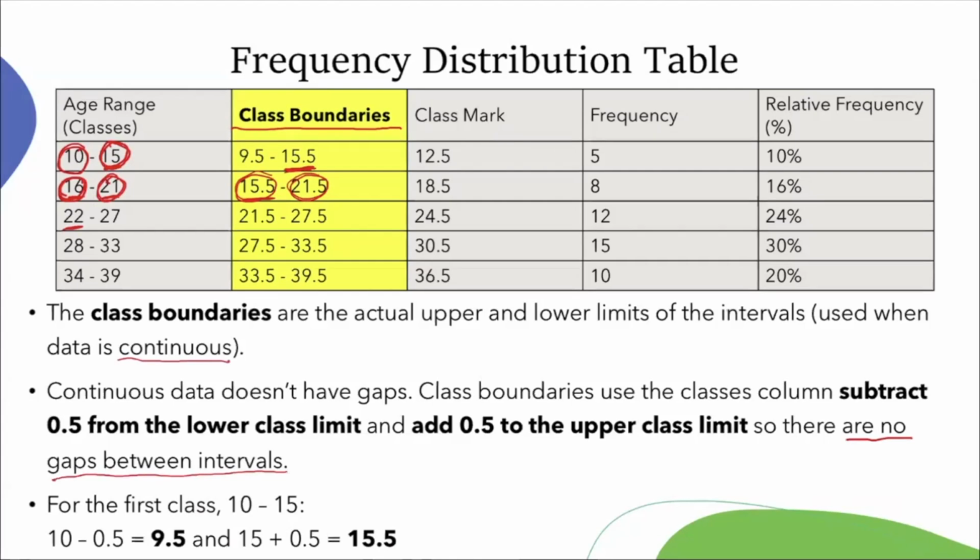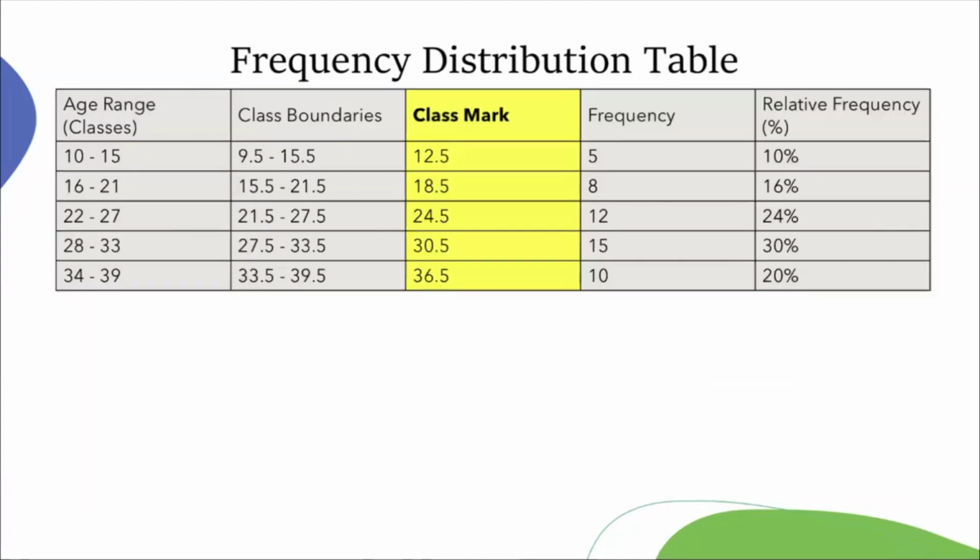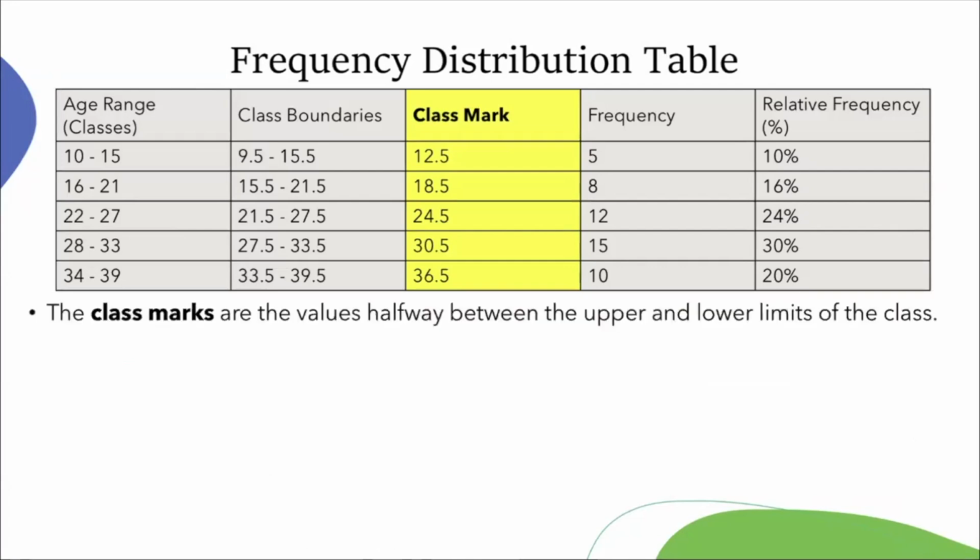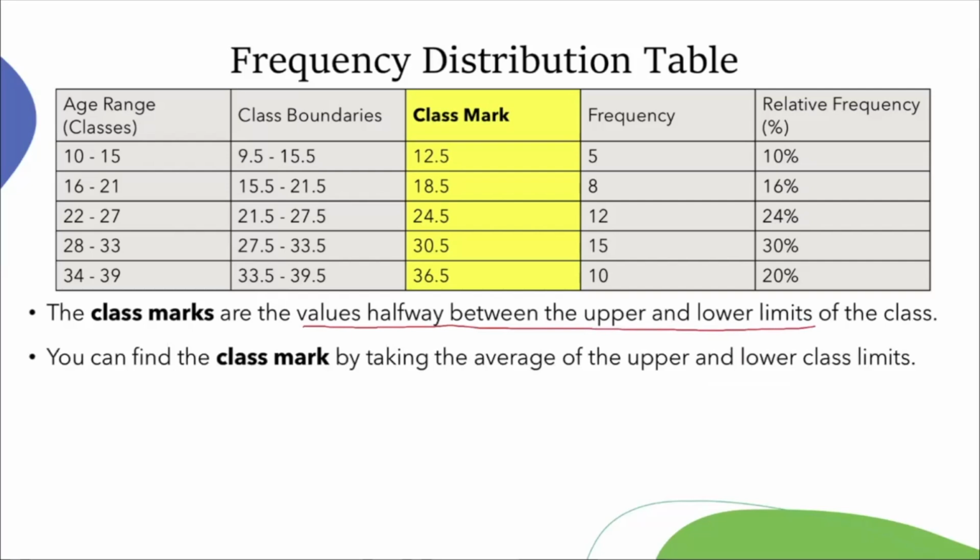Okay, and that's mathematically how we calculate the class boundaries for the first class, and the subsequent classes will be calculated in the same way. Class marks are the values that are halfway between the upper and lower class limits of each class, so the midway point. You can find the class mark by taking the average of the upper and lower class limits. So let's look at the first example. The first class has lower class limit 10 and upper class limit 15. And taking the average would mean we'd add them up and divide by 2. So adding up 10 plus 15 and dividing by 2 gives us 12.5.